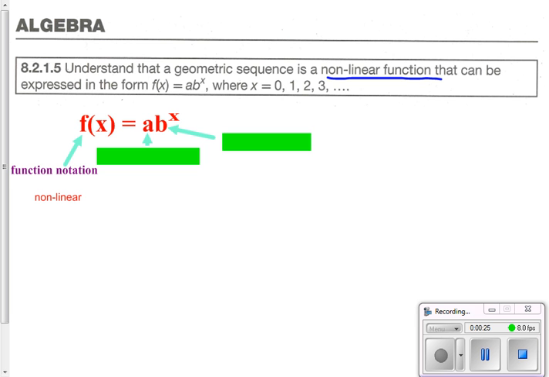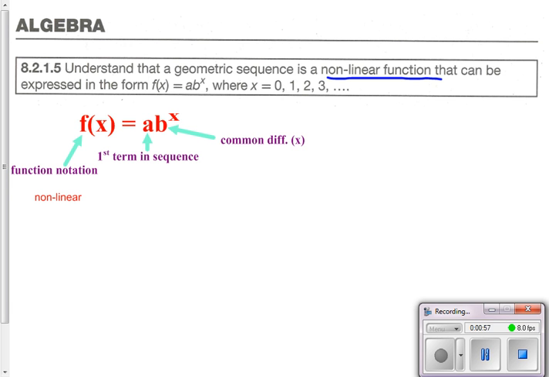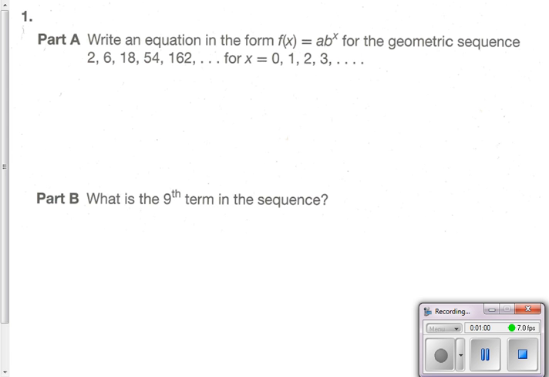A, b, and x. A basically is the first term in the sequence. So when they list off a bunch of numbers, it is the first term in the sequence. That's what A is. B is the common difference, and the common difference is usually found with multiplication. So to get from one term to the next, there's multiplication happening. X is used to find your nth term, or a certain number in a sequence, and that will be shown here shortly. So in part A, we need to write an equation in the form f of x equals a b to the x for the geometric sequence. There is that geometric sequence.